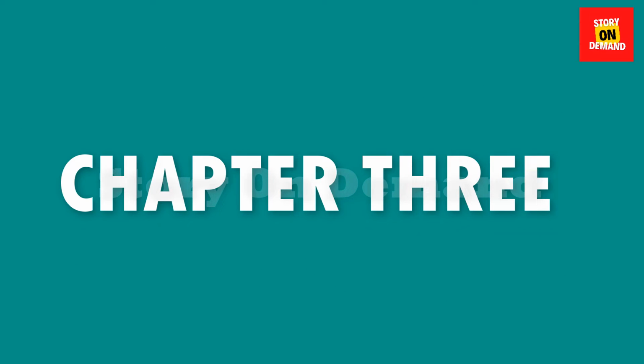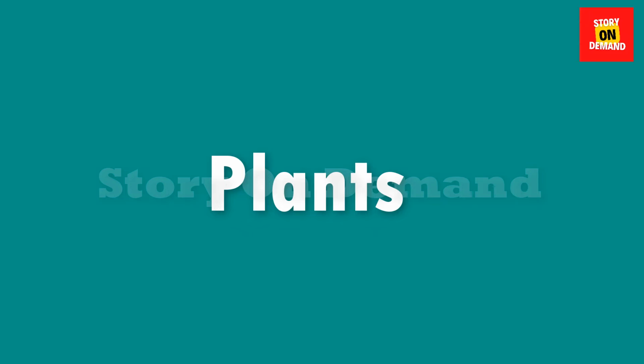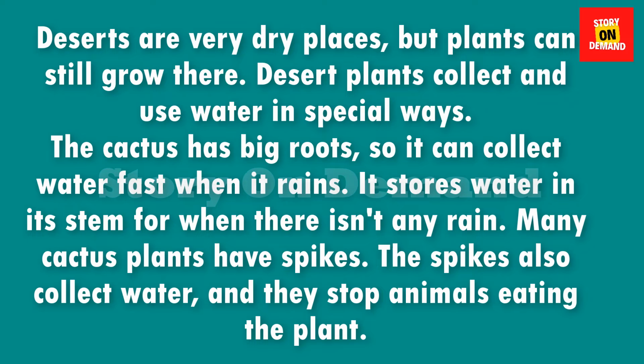Chapter 3. Plants. Deserts are very dry places, but plants can still grow there. Desert plants collect and use water in special ways. The cactus has big roots, so it can collect water fast when it rains. It stores water in its stem for when there isn't any rain.